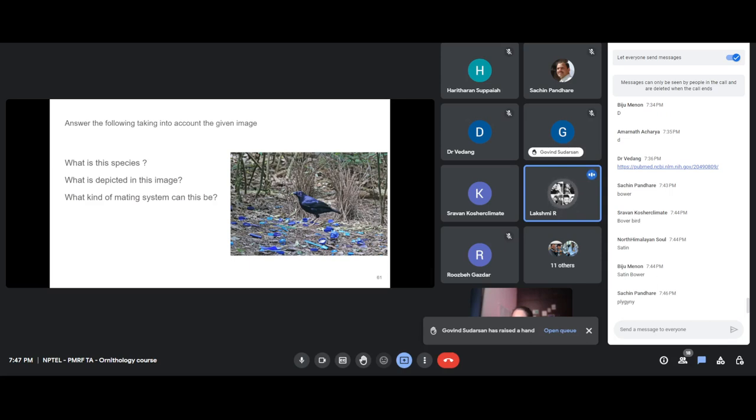So one male will mate with multiple females. I'm sorry, here the female comes to mate with the male. Yeah, the female chooses. If she likes the bower, she chooses the male and then she mates with the male. The male may station at one place.